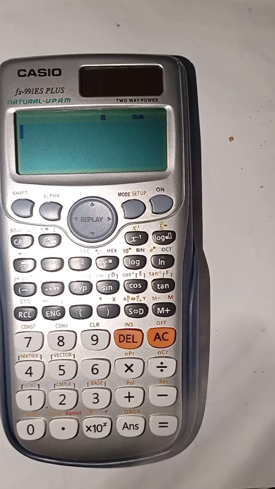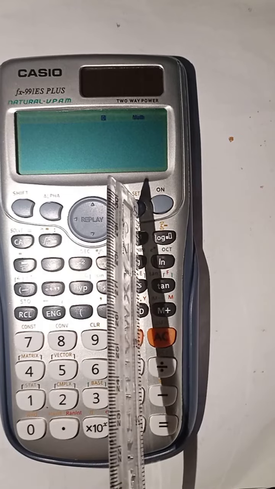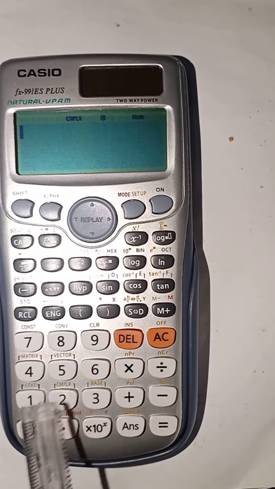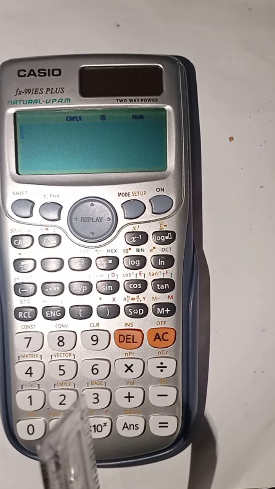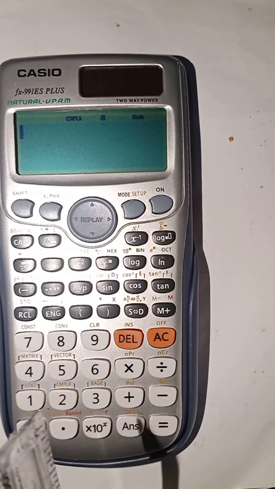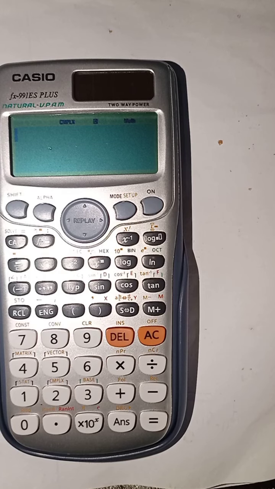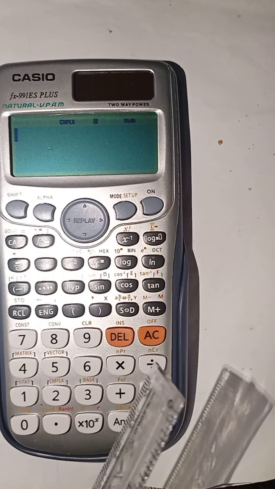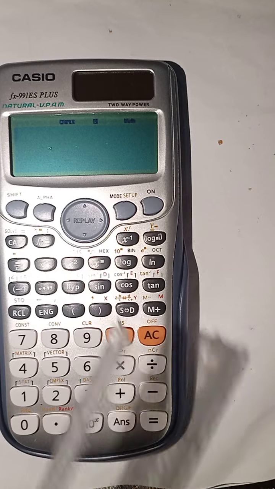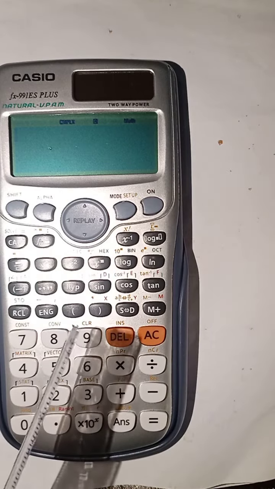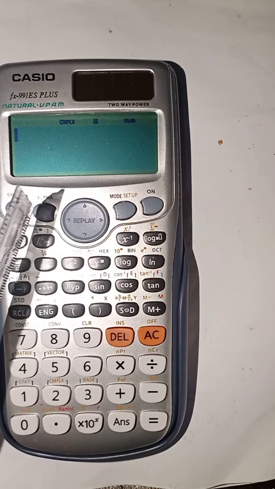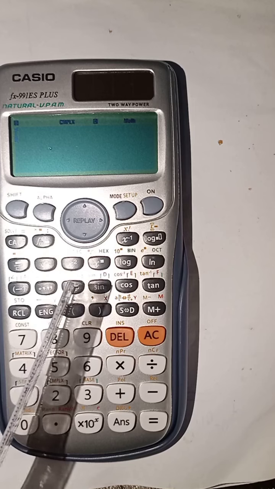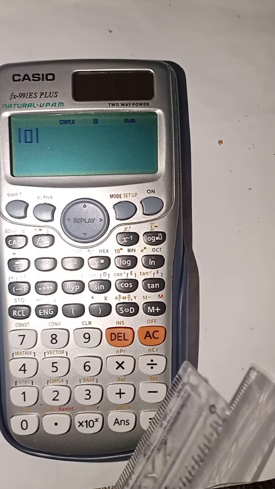So the first procedure, if you want to look at the modulus of a complex number, you press mode, click on mode 2, then 2 again to move to complex mode. The first question I'm having here is (2 + i)(3 + i). After clicking mode 2, to get the modulus of the complex number, you click on shift, and click on this HPY button. You have something like this.